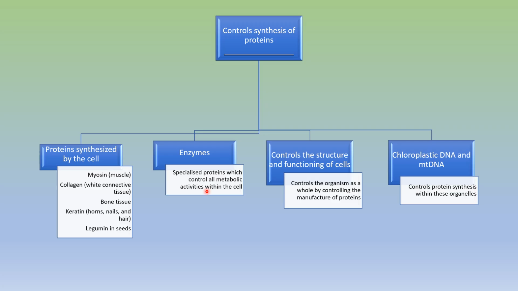So practically any reaction that is occurring in our body or in our cells, enzymes are controlling them. It controls the structure and functioning of the cells, so it controls the organism as a whole by controlling the manufacture of proteins. And in chloroplast and mitochondria, it controls the protein synthesis in these organelles. So in chloroplastic DNA and mitochondrial DNA, it will control protein manufacturing or synthesis in the chloroplast and the mitochondria.